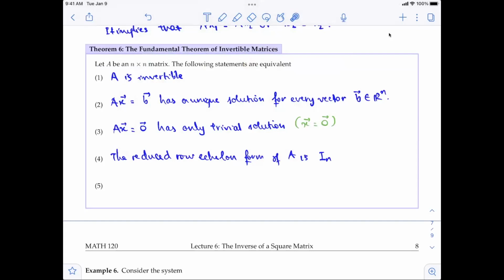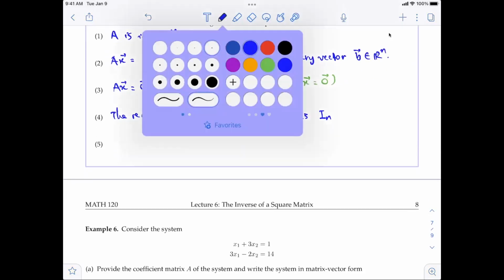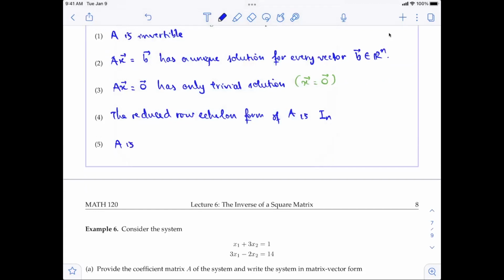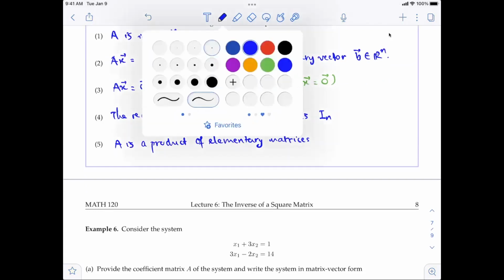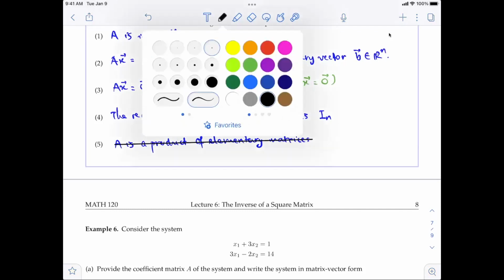And the last statement, which is not going to make sense to you, I just want to include in here. It's just part of the theorem. So A is a product of elementary matrices. The reason is that we didn't cover anything related to elementary matrices, so it's not going to make sense to us. Right? So I'm just going to get rid of that. It's just part of the theorem, and I want to include that. That is the only reason. Okay.